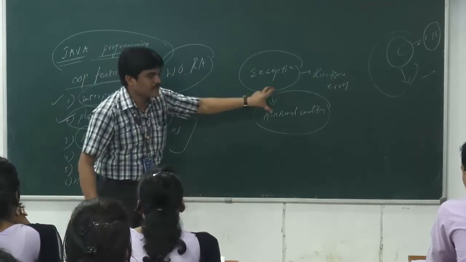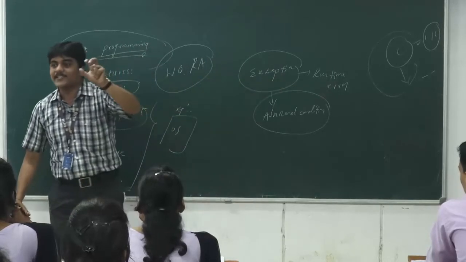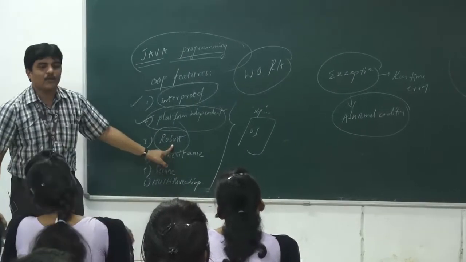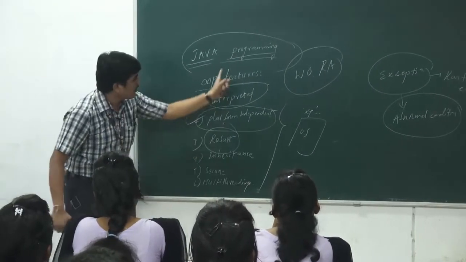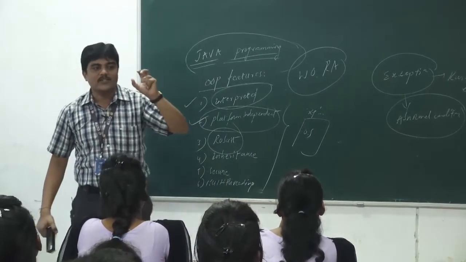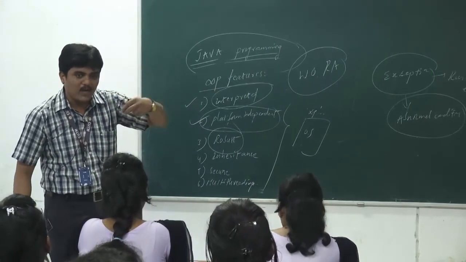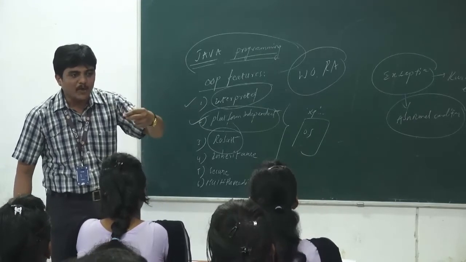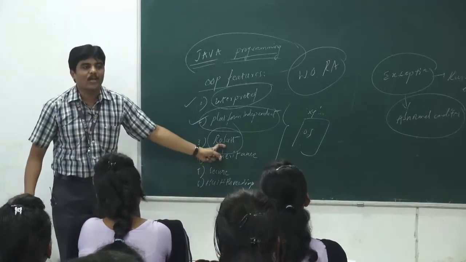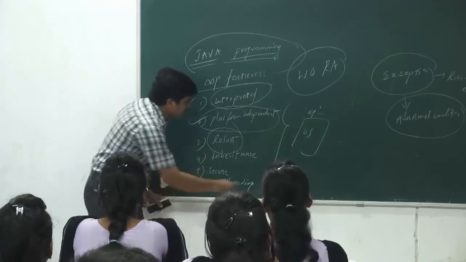In our Java programming, we can handle these exceptions automatically by using the exception handling concept. Because of this, we call Java robust programming. Why is Java called robust? Because of the excellent exception handling concept in Java programs, we can automatically handle and remove exceptions. For this reason we call it a robust programming language. All of you clear on this? Say yes or no?